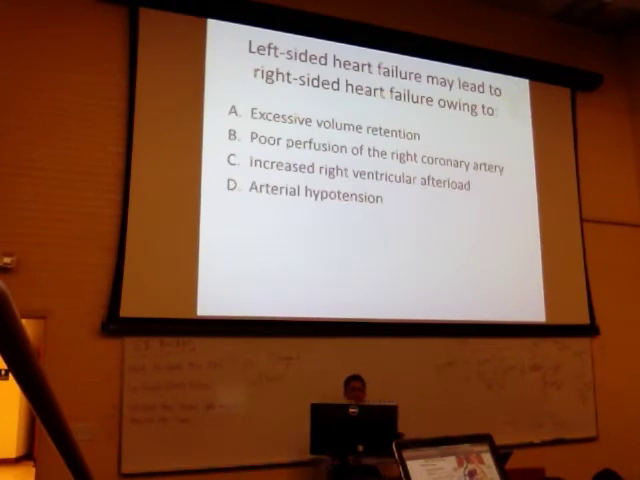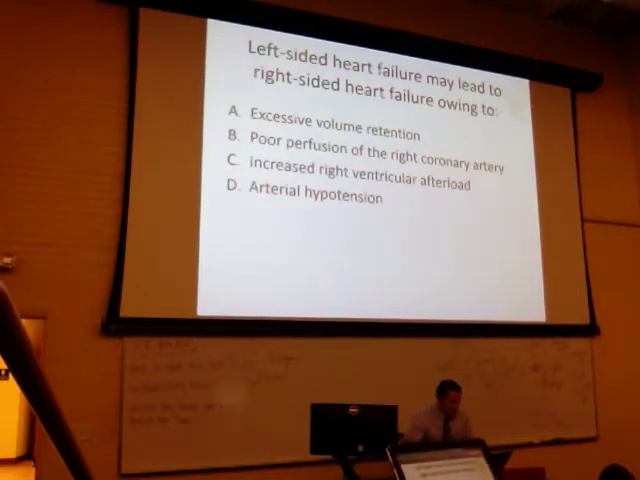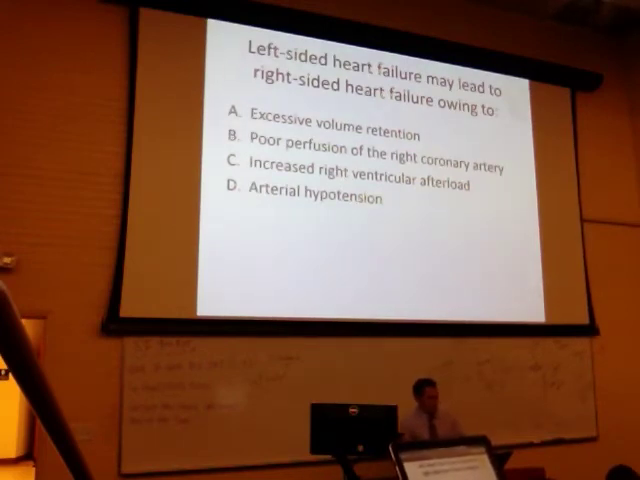Left-sided heart failure may lead to right-sided heart failure owing to what? A, excessive volume retention. B, poor perfusion of the right coronary, that's the circulation of the heart itself. C, increased right ventricular afterload. Or D, arterial hypotension. There's your hypotension. What is it? A, B, C, or D?